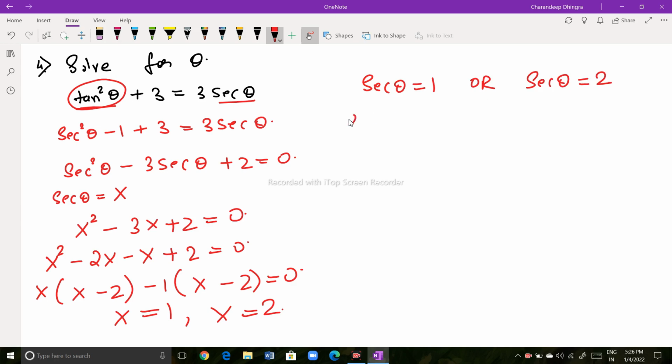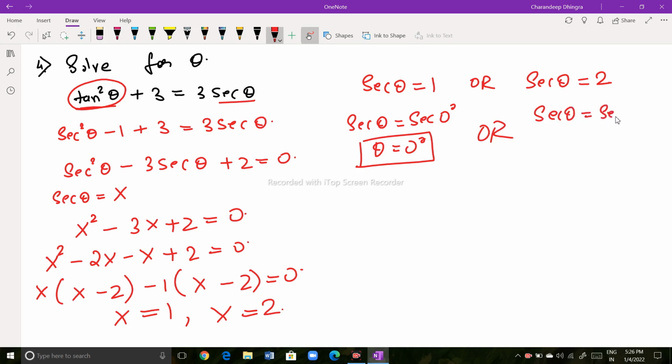Now sec theta is equal to 1. That is possible when we have sec of 0. So theta is 0. That is one answer. Or, this we have done earlier as well, sec theta is equal to 2. So that is sec of 60. So theta is equal to 60 degrees.